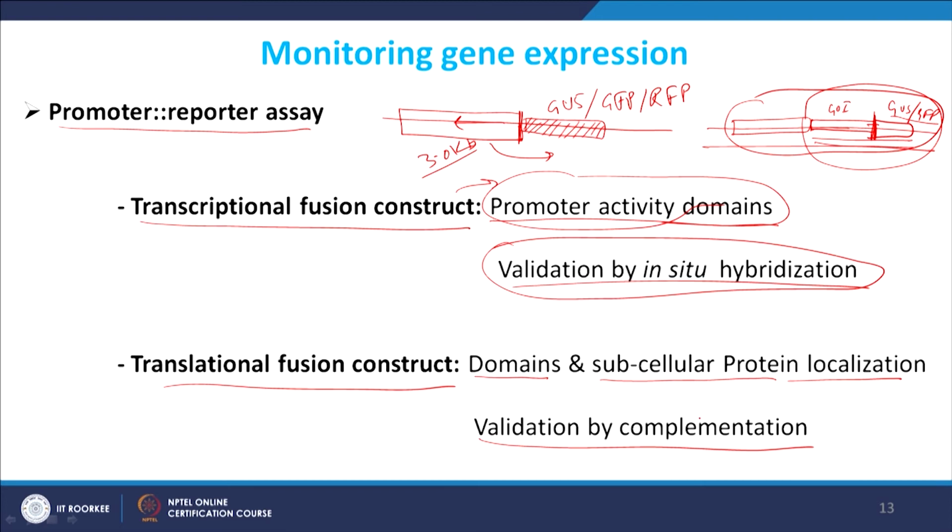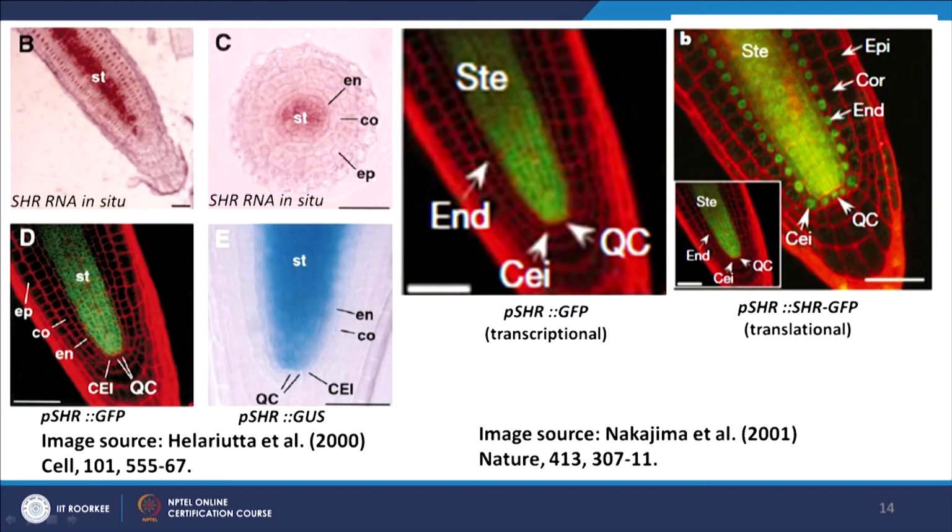How can you do that? You can validate your construct by doing a complementation, which means that if you take a mutant of this gene of interest where you see some phenotype, and then take the translational fusion construct and put it back into the mutant, and the phenotype of the mutant is complemented by this construct, it means that your fusion protein is functional and you can rely on its localization pattern. Okay. So, I will now give you a few very important examples where transcriptional and translational fusion constructs have been successfully used to reveal very important information.